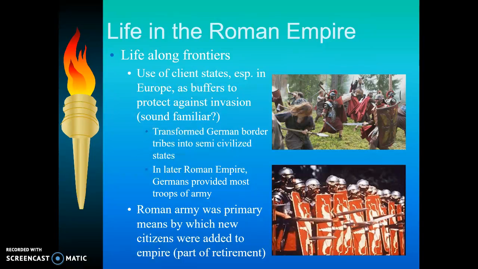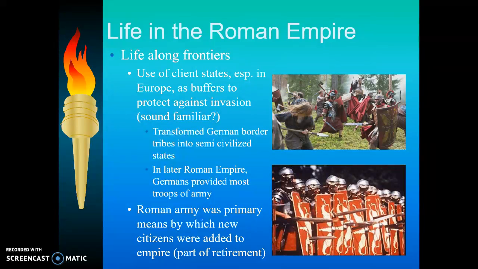Now, life along the frontiers was a little bit of a different story. The Roman Empire, of course, used client states. They had buffers to protect themselves against invasion, and that should sound vaguely familiar. The use of client kingdoms, client kings rather. For example, this was all along the German border, east of the Rhine River. Roman diplomacy converted it into a semi-civilized area where the Germanic tribes became mercenaries working for the Romans. They provided most of the troops in the later Roman Empire, in fact.